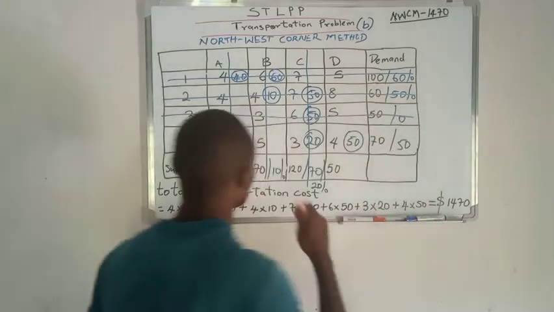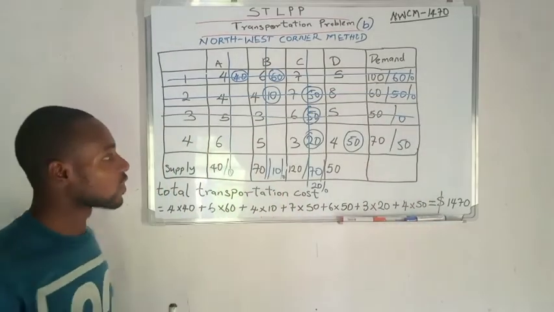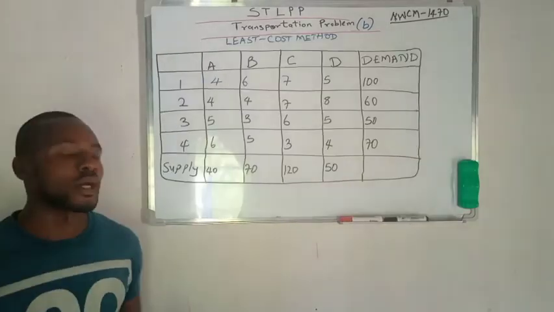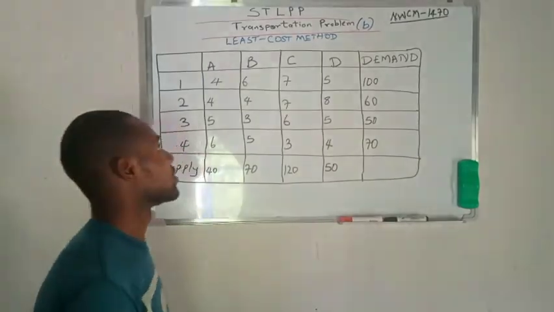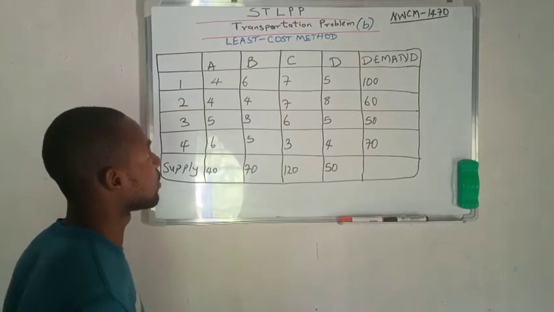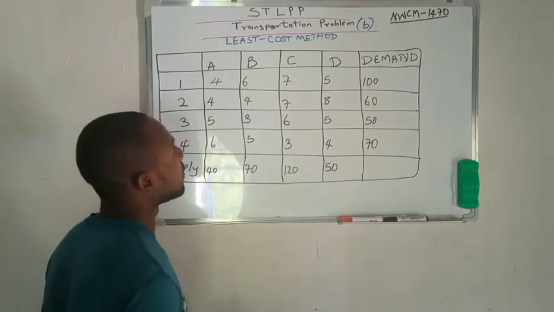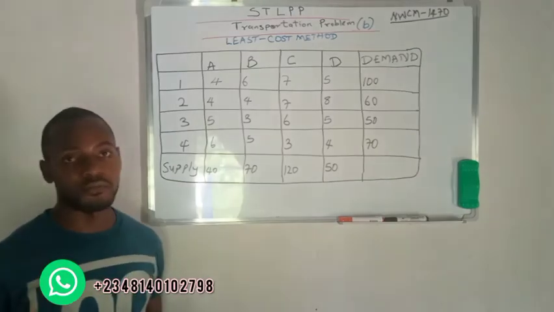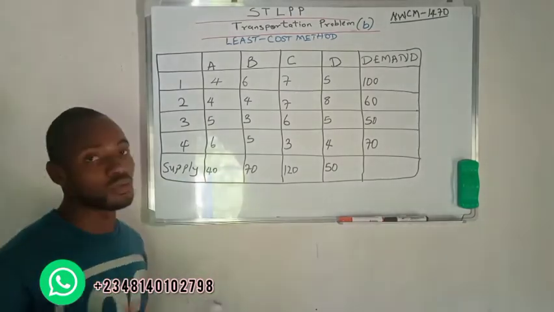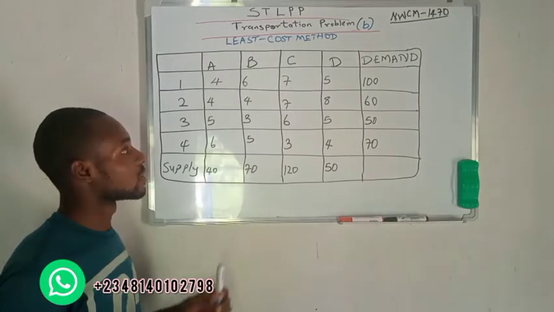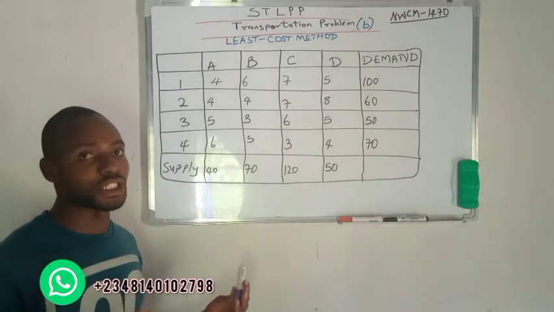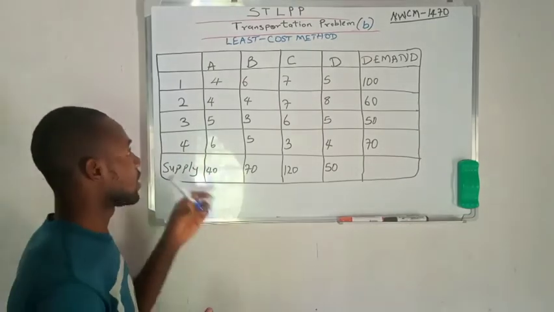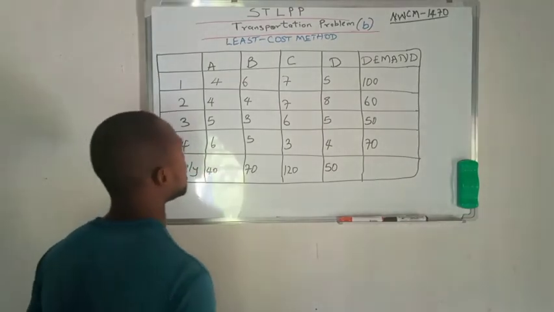So we are going to still solve this using the least cost method and also the Vogel's approximation method. We are going to solve the same problem using the least cost method. And please, if you have not watched the previous video on transportation, do go and watch it, because that's where I did more explanations on this topic, the transportation problem. So let's continue. How do we solve the least cost method?